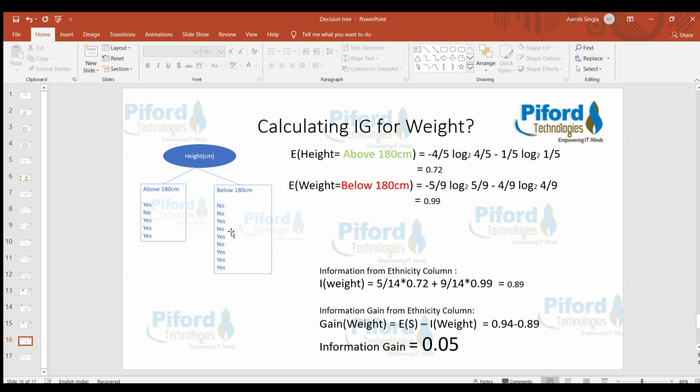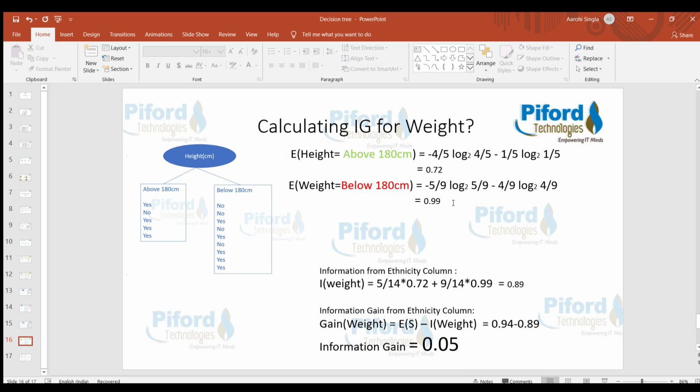And below 180, if you check, these are the records. So these are 9 values. Out of 9, how many yeses are there? 5. So probability of yes is 5 by 9 log 2 probability of yes, minus probability of no. How many no's were there? 4 no's out of 9. 4 by 9 log 2, 4 by 9. And this is the entropy of this.